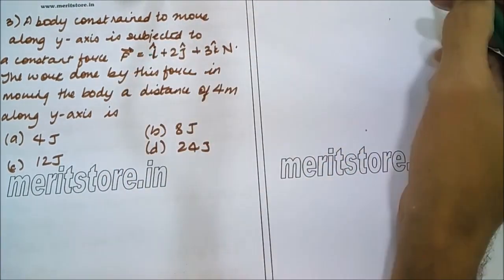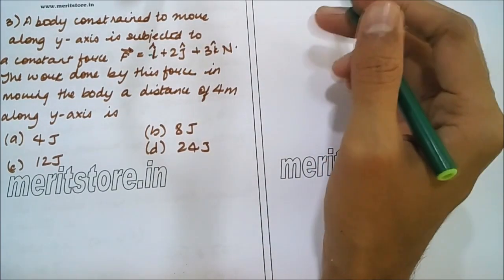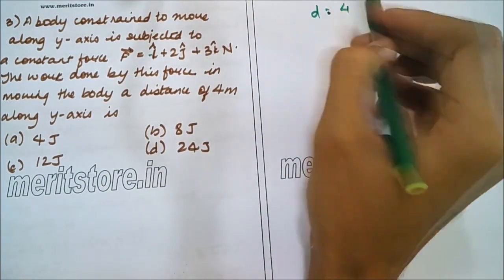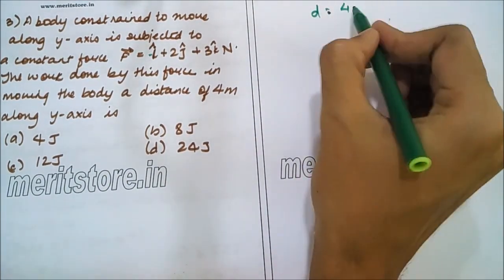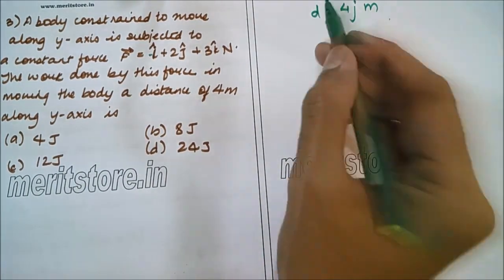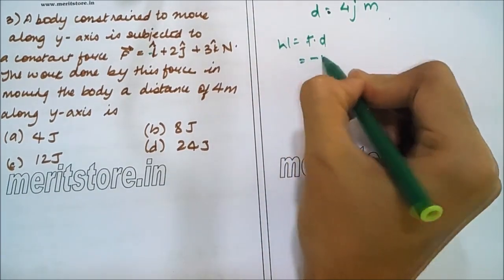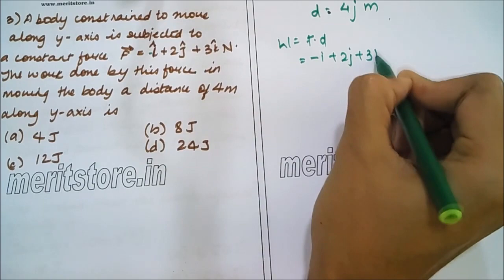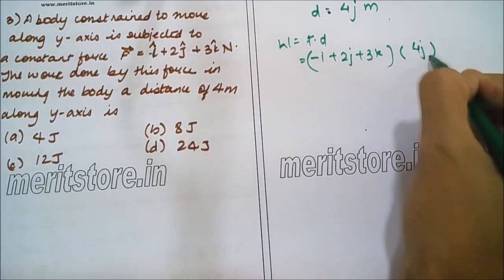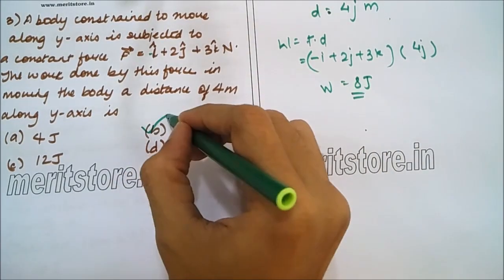So first we have the force, which is equal to minus i plus 2j plus 3k. The body moves a distance of 4 meters along the y-axis. We have 3 axes, i, j, k, so along the j axis it is 4 meters. Now the work done is given by force dot displacement. So force is minus i plus 2j plus 3k dotted with the displacement, which is 4 in j. So that gives you 8 joules of work done. So B is the correct option.